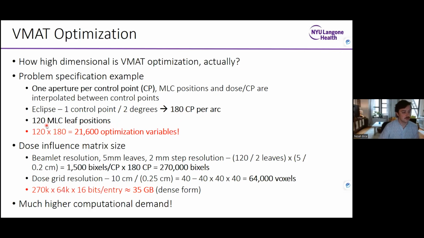So if we're trying to optimize with respect to all these parameters, we're presented with this problem of sorting out 120 MLC leaf positions at 180 control points, which is equivalent to saying that we're going to have to search through this 21,000 dimensional space for an optimal solution, which sounds challenging, right? It is challenging.